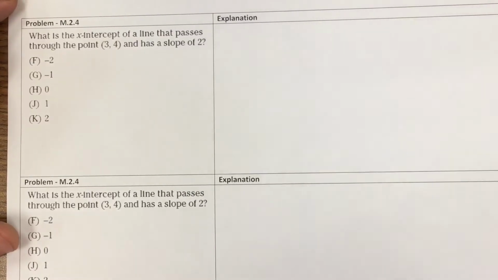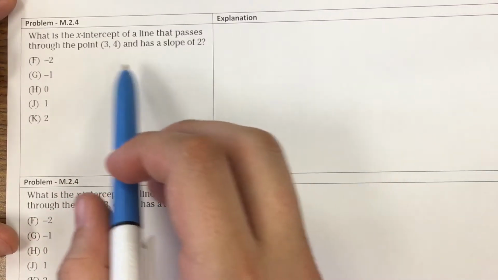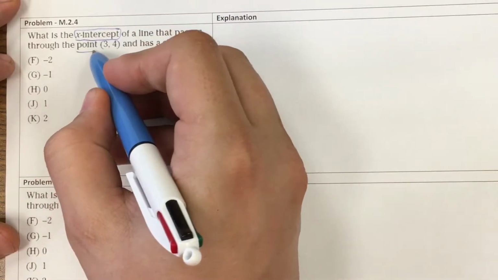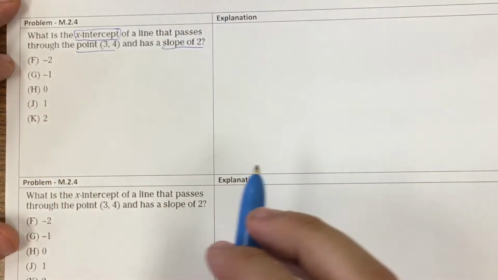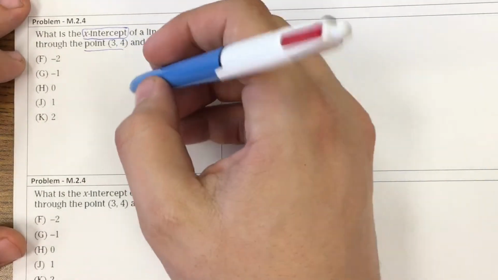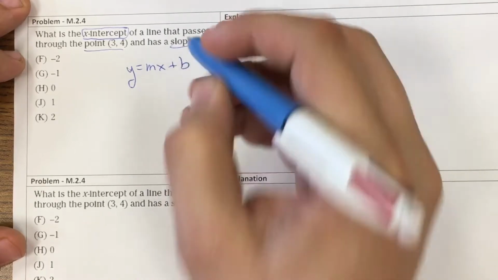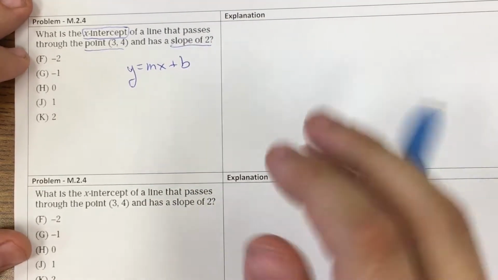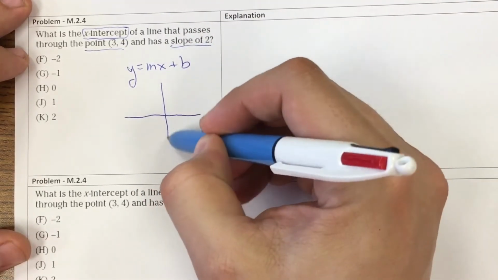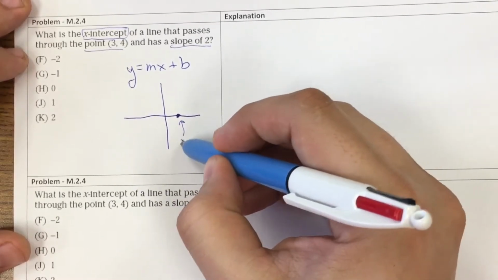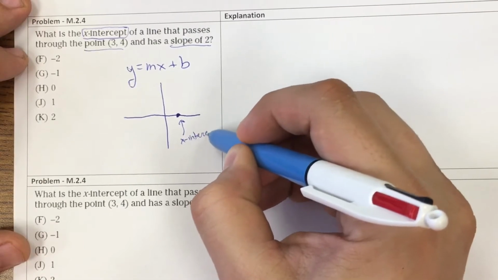When I see a problem like M.2.4, I know that this is going to take me back to algebra because I'm looking for this x-intercept and I'm given a point and a slope. So I know that I'm going to need to use this relationship in order to be able to solve the problem. I also know that I'm looking for wherever this line hits the x-axis. All right, that is what the x-intercept is.